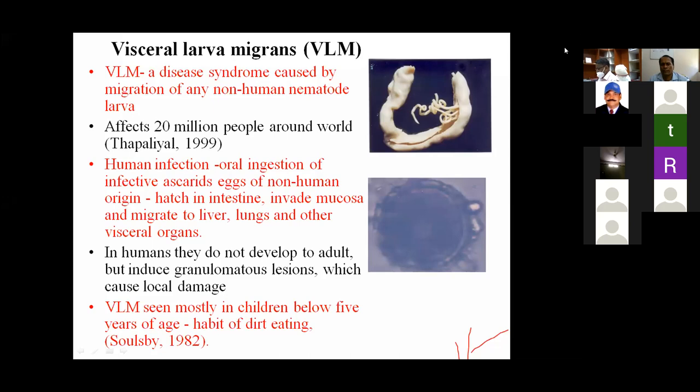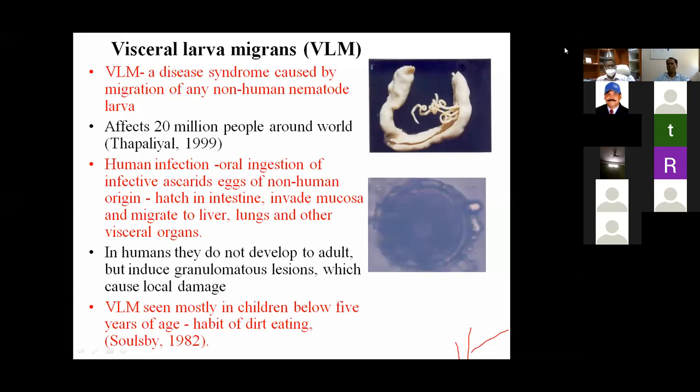Visceral larva migrans is a disease syndrome caused by migration of non-human nematode larva. Remember, non-human nematode larva. If human nematode larva is there, it will complete its life cycle. And it affects 20 million people around the world. Human infection occurs by oral ingestion of infective ascarid eggs of non-human origin, hatching in the intestine, invading the mucosa, and migrating to liver, lungs, and other visceral organs.